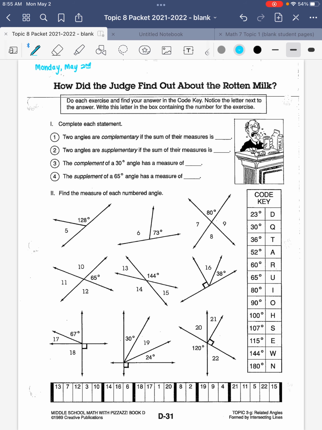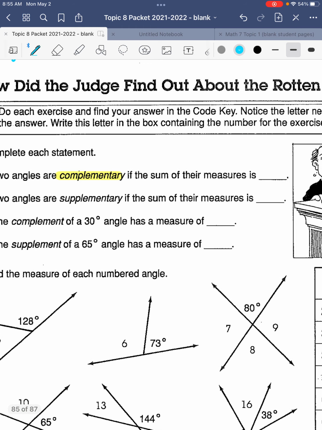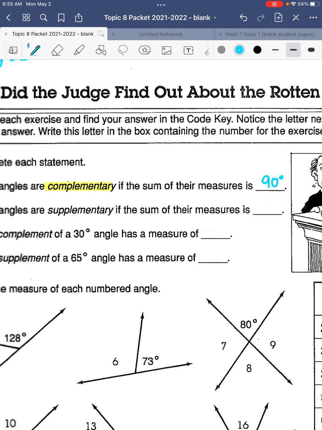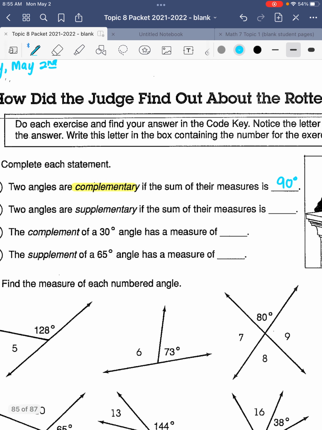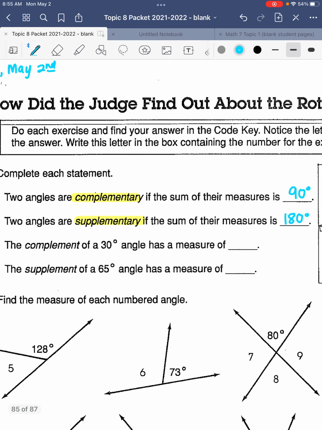So part 1, complete each statement. Two angles are complementary, and you need to know that vocab term, if the sum of their measures is 90 degrees. That means they add up to make 90 degrees. Number 2, two angles are supplementary if the sum of their measures is 180 degrees. So two angles that add up to make 180 degrees.